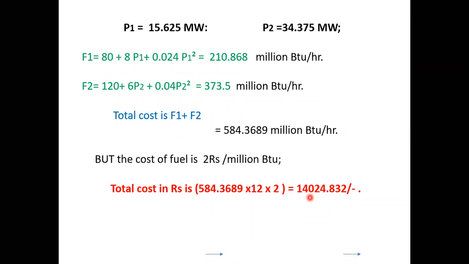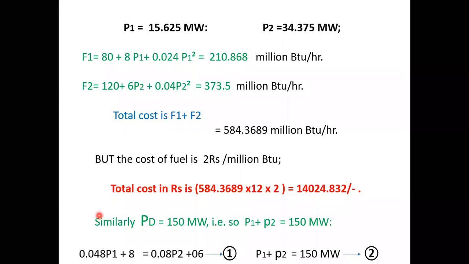The same procedure we need to follow for case 2. Here the case 2 is nothing but total demand. Total demand means here we need to consider 150 megawatt, that is present from 6 to 6, again 12 hours. So let's see next one. PD equals to 150 megawatt. Then write the equations. Then solve for P1 and P2. Then you will get P1 and P2.